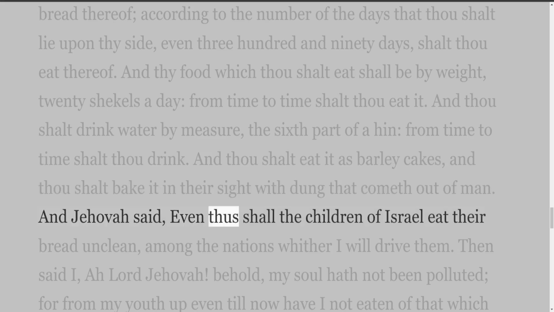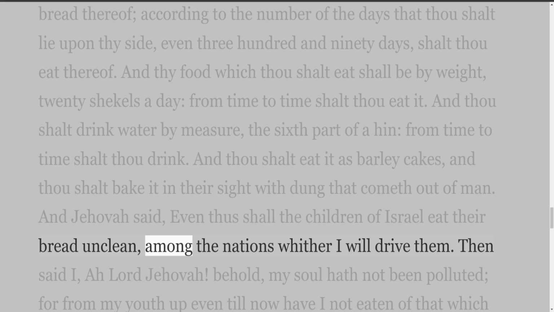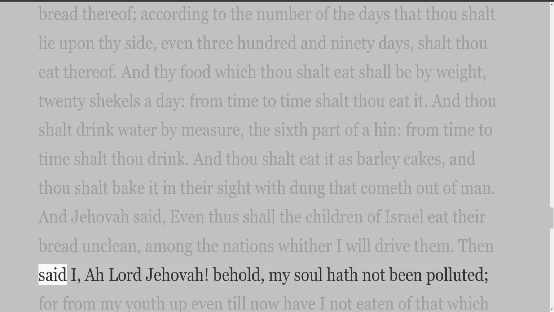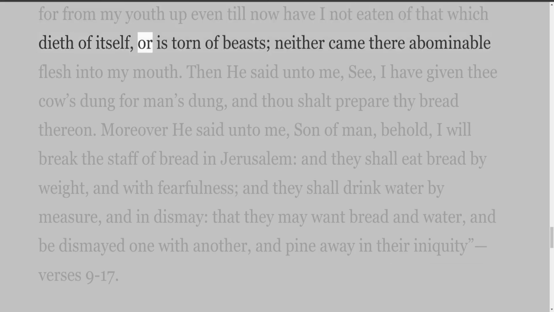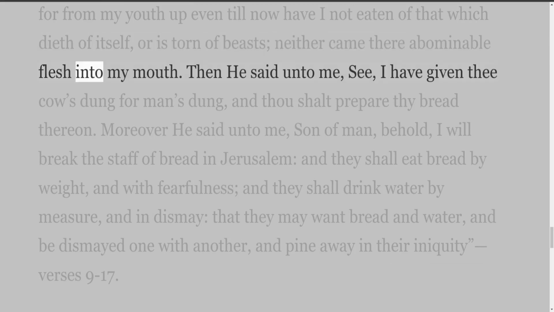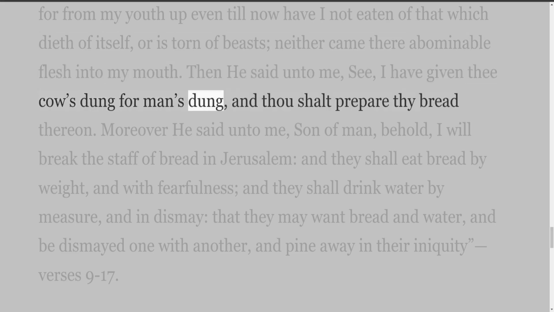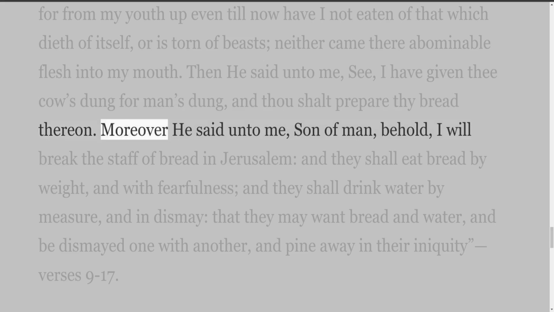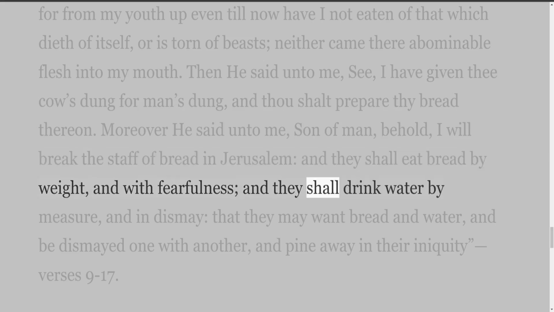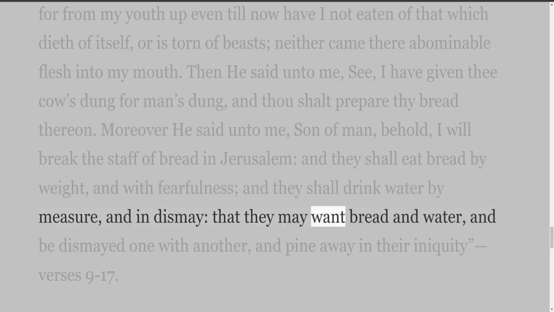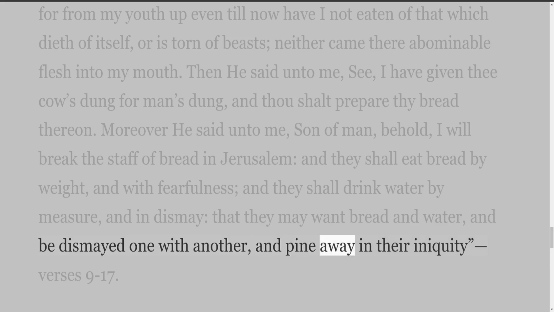And Jehovah said, Even thus shall the children of Israel eat their bread unclean, among the nations whither I will drive them. Then said I, Ah, Lord Jehovah! Behold, my soul hath not been polluted, for from my youth up even till now have I not eaten of that which dieth of itself, or is torn of beasts, neither came their abominable flesh into my mouth. Then he said unto me, See, I have given thee cow's dung for man's dung, and thou shalt prepare thy bread thereon. Moreover he said unto me, Son of man, behold, I will break the staff of bread in Jerusalem, and they shall eat bread by weight, and with fearfulness, and they shall drink water by measure, and in dismay, that they may want bread and water, and be dismayed one with another, and pine away in their iniquity.